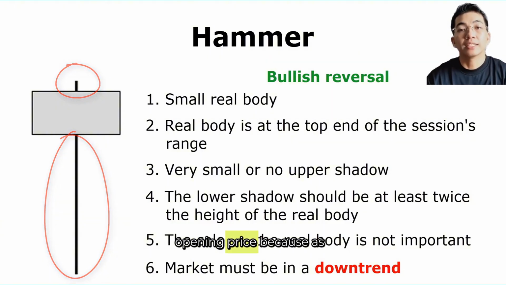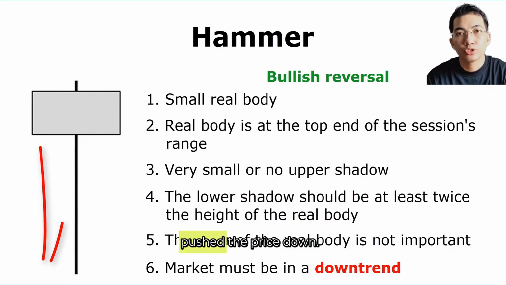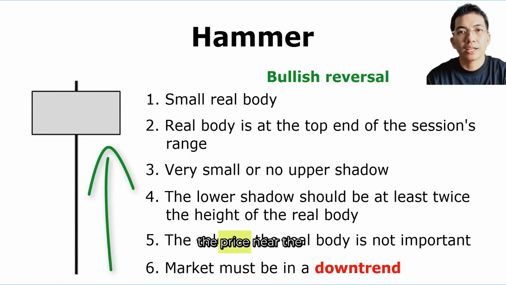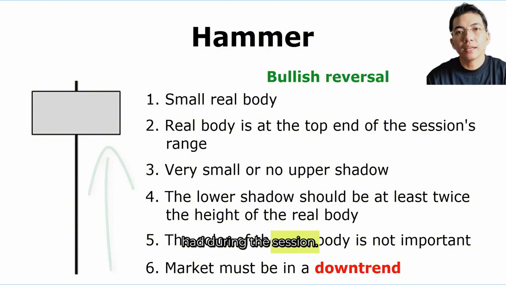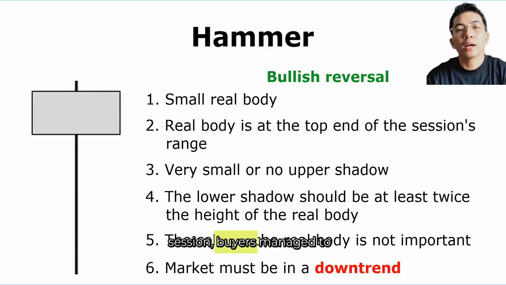So the small upper shadow and the long lower shadow are saying that there hasn't been much action over the opening price, because as soon as the session started, the bears were in control and immediately pushed the price down. Before the end of the session, the bulls managed to push back the price near the opening price, recovering all the loss that they had during the session. So it is very simple so far. Sellers had control at the beginning of the session, buyers managed to push the price back by the end of the session.